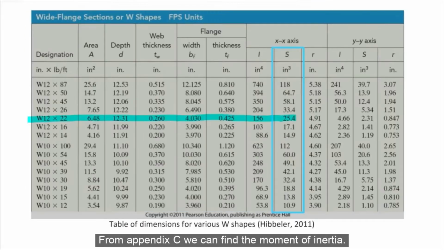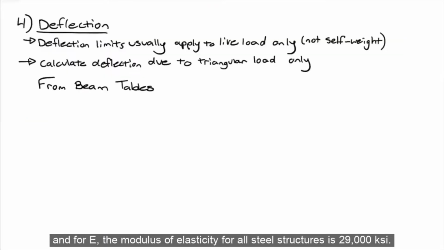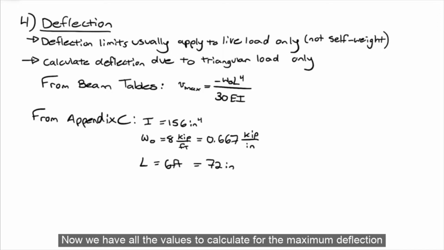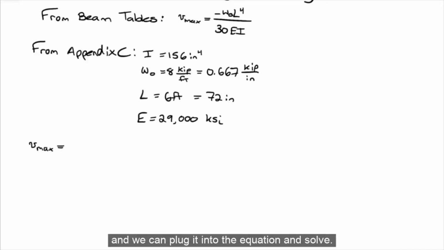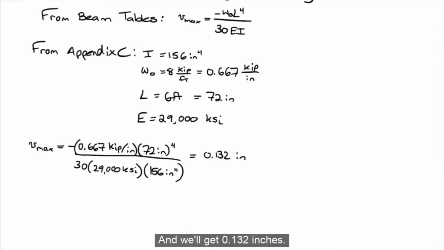From Appendix C, we can find the moment of inertia. And for E, the modulus of elasticity for all steel structures is 29,000 KSI. Now we have all the values to calculate the maximum deflection, and we can plug it into the equation and solve. And we'll get 0.132 inches.